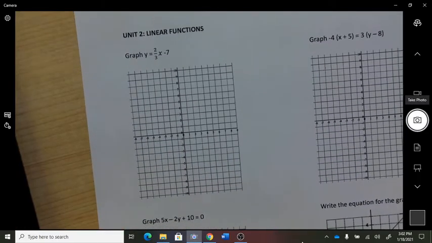Okay, this is the exam recap for linear functions, Unit 2.